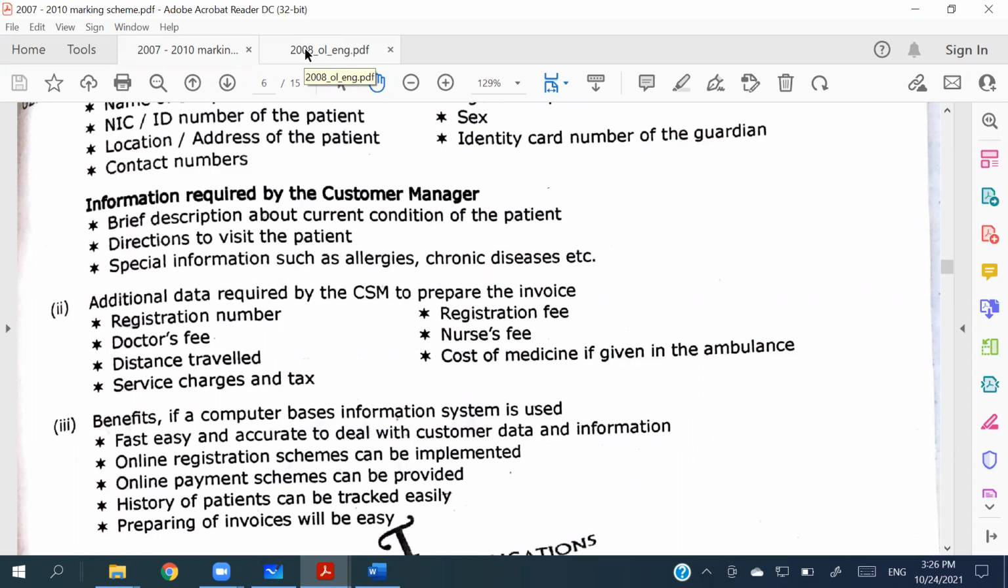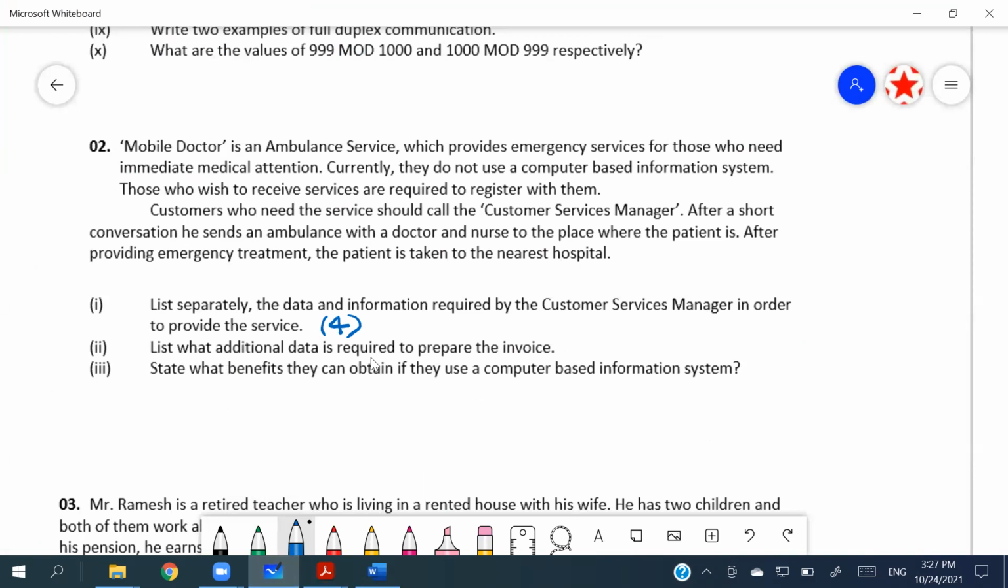Right. Current condition of the patient. Now here the problem is, they are asking for the information to create an invoice. So current condition of the patient will not be taken into consideration when they are creating the invoice. That will be the problem, Diniti, right? In the question, they ask it specifically, list what additional data is required to prepare the invoice, all right? Diniti, is it for the previous one? Yeah, you can take it. Is it regarding the data or information? Information. Information, yeah, then it can be.